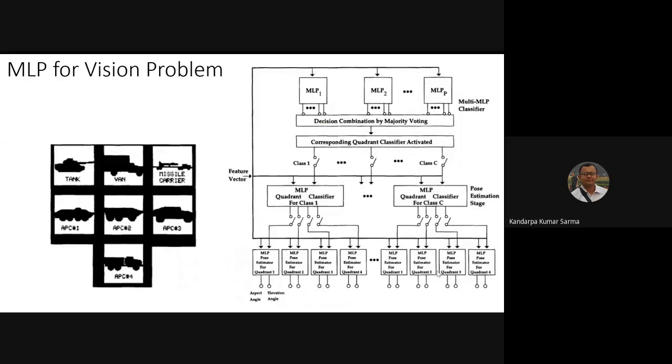Then you can find people reporting the use of multi-layer perceptron for vision problems. Vision problem means recognition of vehicles, say recognition of military vehicles. Now this particular structure is quite a complex one.